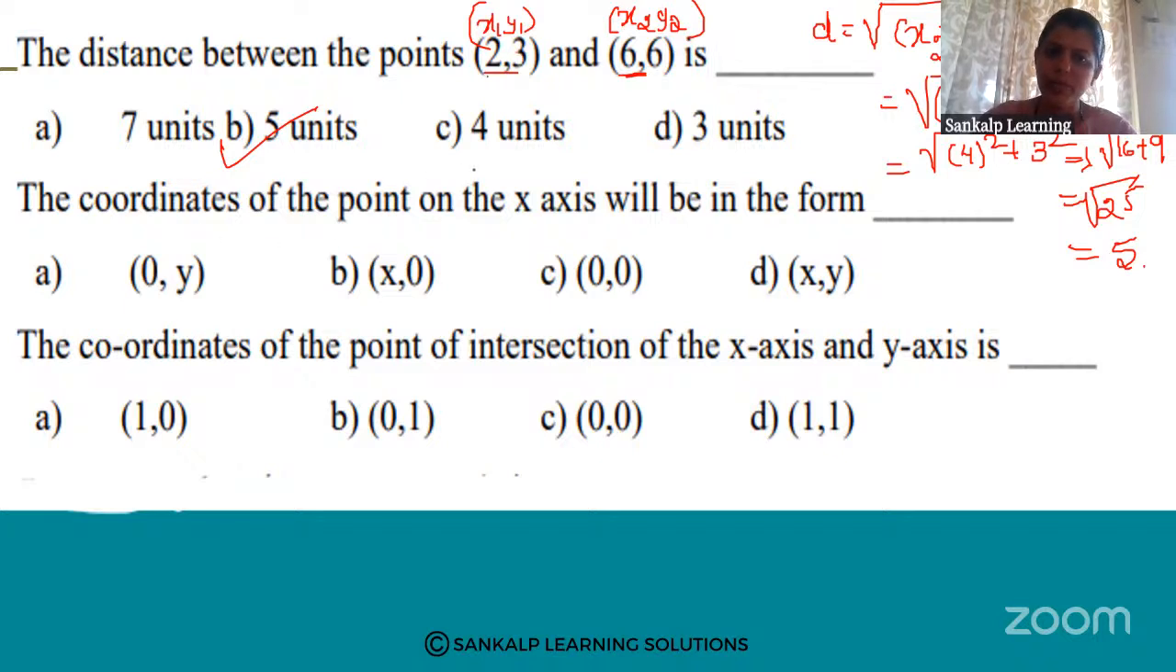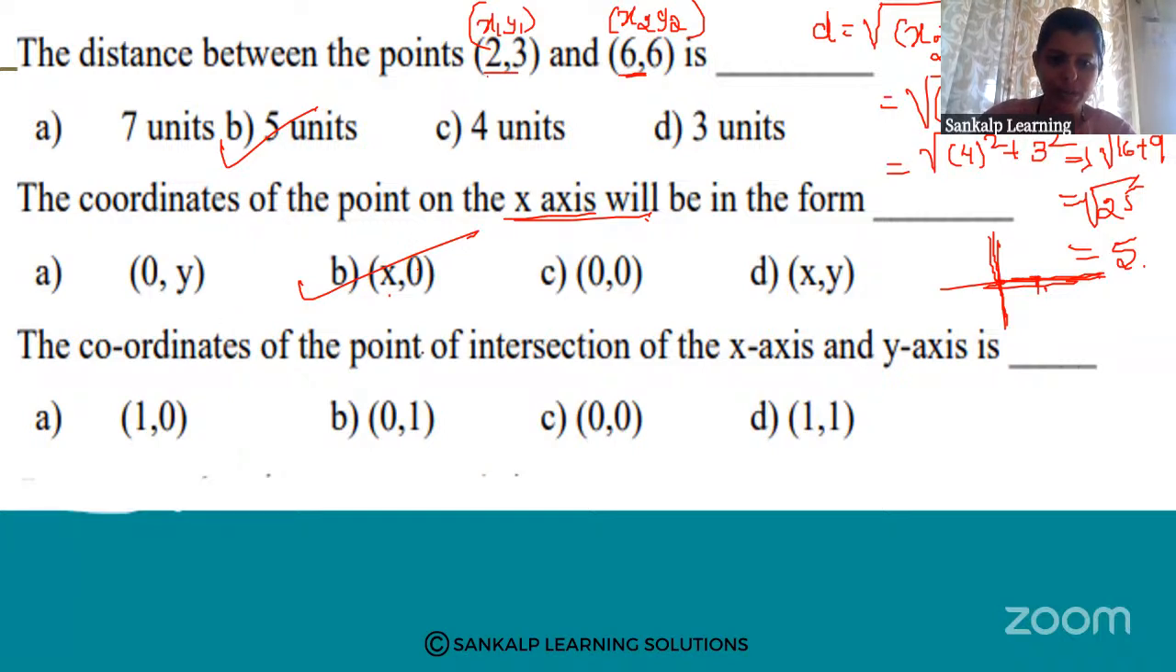The coordinates of the point on the x-axis will be in the form. So always remember, on the x-axis, the coordinates are (x, 0). That means here the y value is 0. So if you want to find the values on the x-axis, the y value is 0. If you want to find the values on the y-axis, then x is 0. Okay. So here the coordinates of the point on the x-axis are (x, 0). Here y is 0.